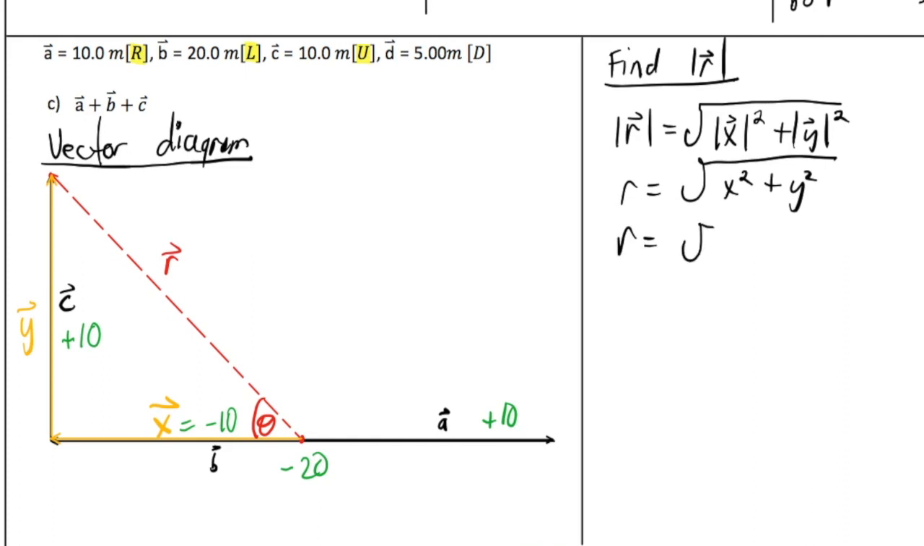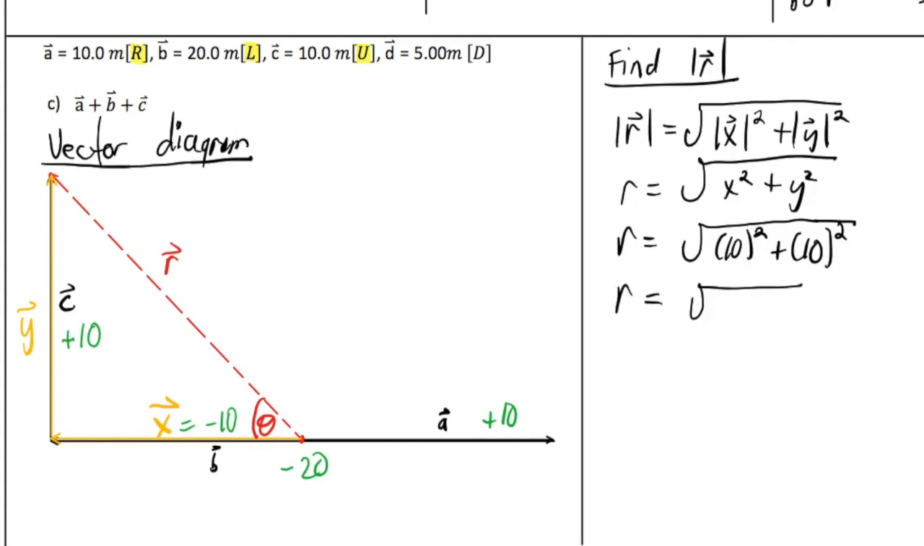Now we can substitute in. Notice I didn't put a negative sign in front of the 10, nor did I put a positive sign in front of the second 10 here. And again, the reason why is because these symbols mean magnitude, which means no direction, just the actual amount or length of it. We'll deal with the direction later.